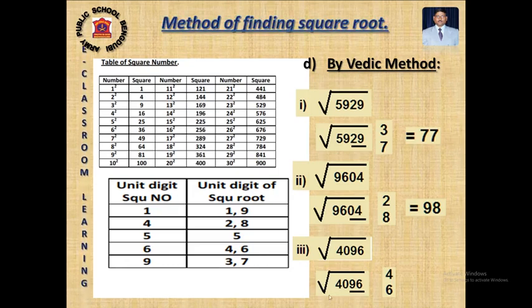After 36 coming 40, so 10 digit will be 6, and unit digit will be what? So your number is 40. 40 close to 36 or 49? 40 close to 36 only. So that means this time you have to take the smaller one. So your final answer will be 10 digit 6 and unit digit 4. That is 64. Square root of 4096 is 64.